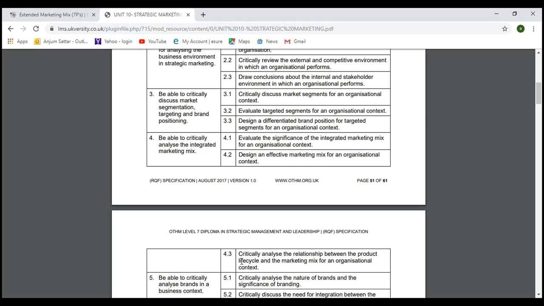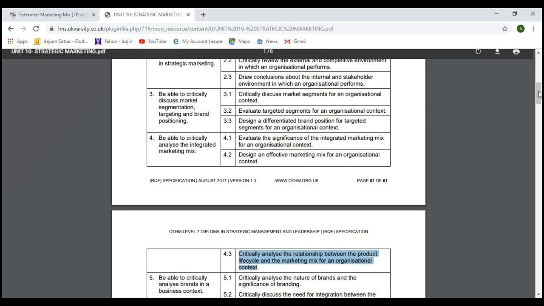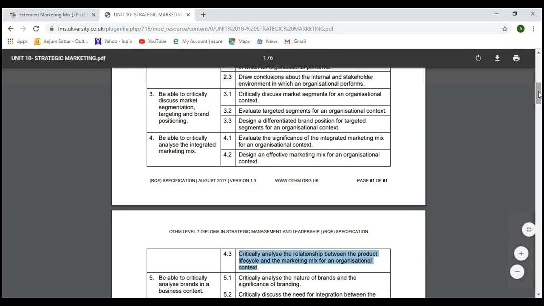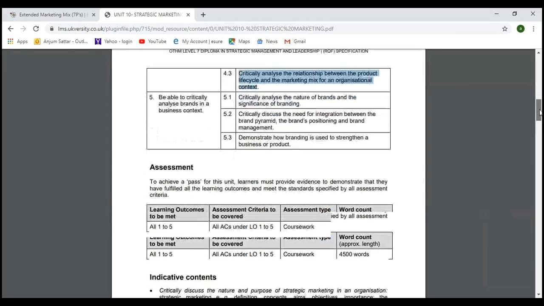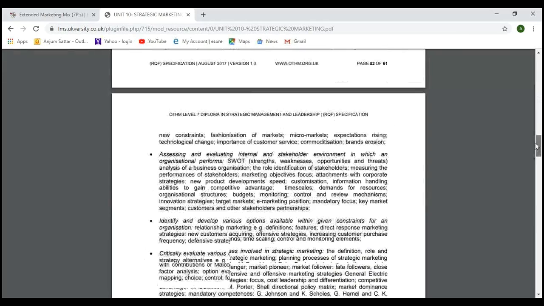Then the product life cycle, which I discussed during the last lesson as well. The product life cycle has different stages, such as growth, and pricing strategies. So we need to look at the life cycle and the role of the marketing mix within it.